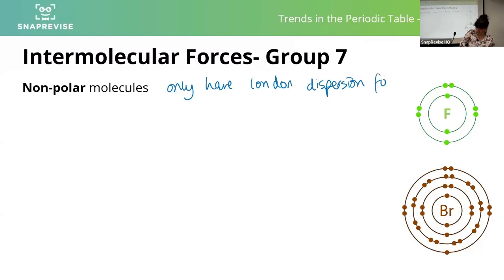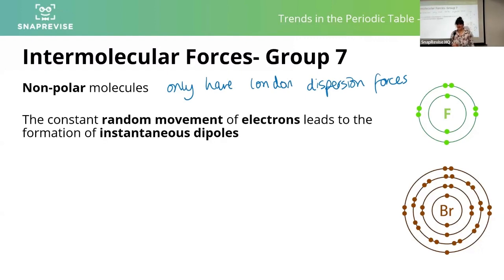London or dispersion forces acting. How do they form? Or why do they happen? I have seen exam questions where they ask you to describe how a London force arises. So how does it arise? The constant random movements of electrons. We draw them in electron shells and we draw them in bonds, but the reality is they're moving all over the place. It's just that these shapes are where we are most likely to find a pair of electrons, or most likely to find an electron. So the constant random movement of electrons leads to the formation of instantaneous dipoles.